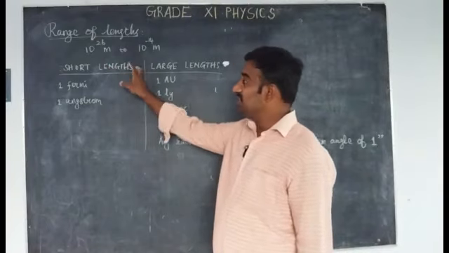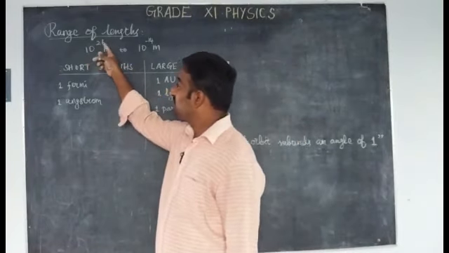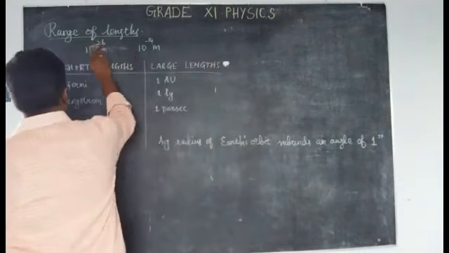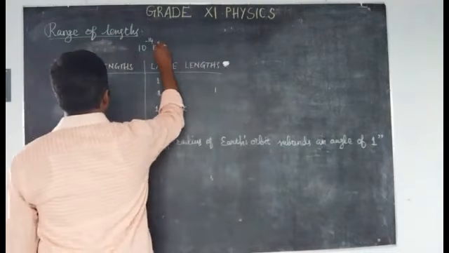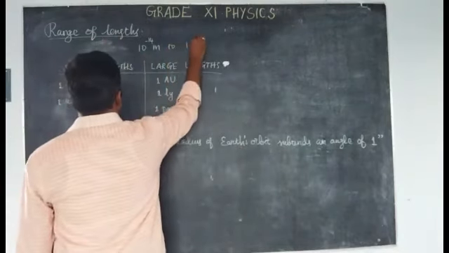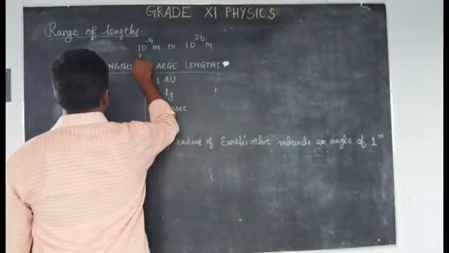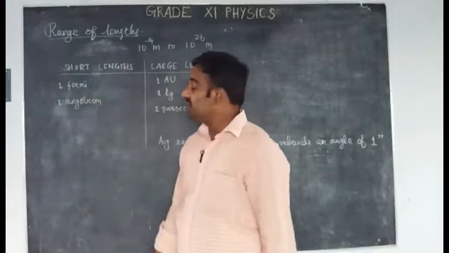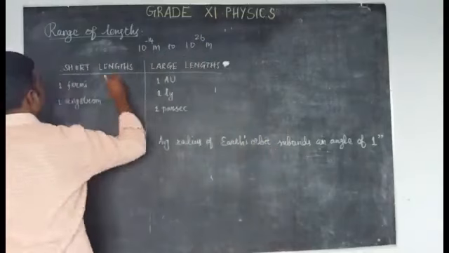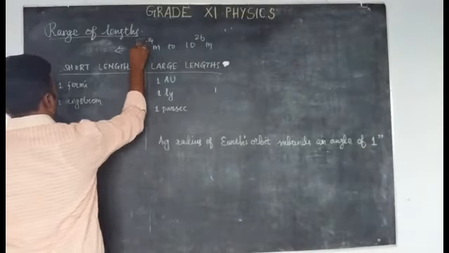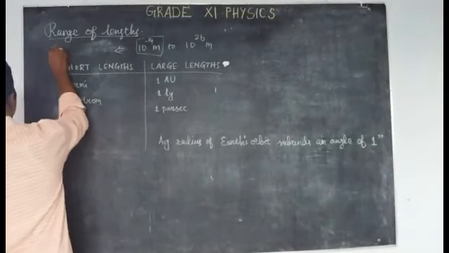The range of length is between 10 to the power minus 14 meter to 10 to the power 26 meter. Here the 10 to the power minus 14 meter belongs to the size of a nucleus. The 10 to the power minus 14 meter belongs to nuclear size.